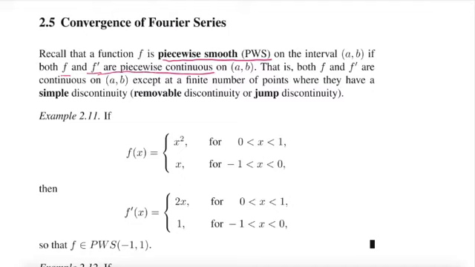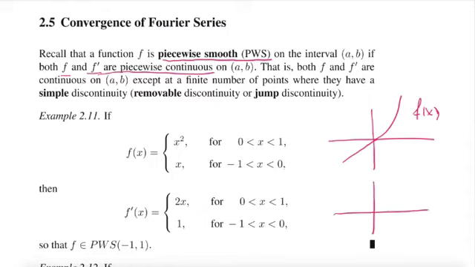For example, here is a function, f of x is x squared between 0 and 1, and it is x between minus 1 and 0. So let's just quickly plot this function. So here it is x, and then from 0 to 1 is x squared, so a parabola. So this would be the function f of x. And then the derivative is given right here.